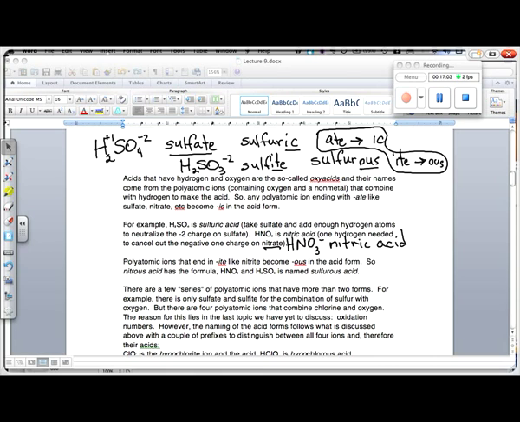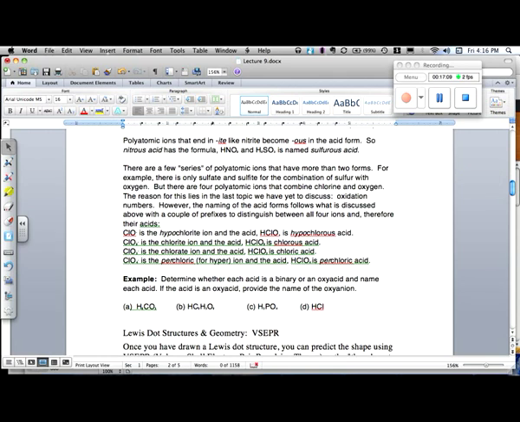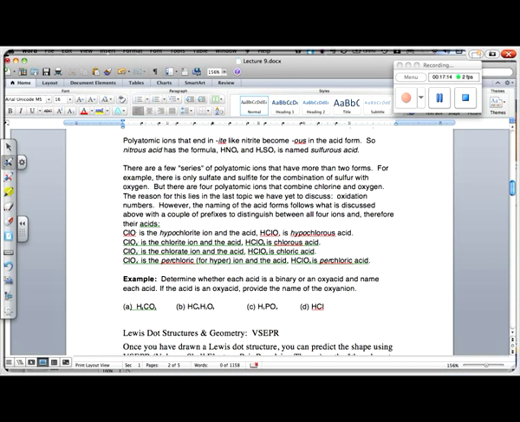There are a couple of series, especially with the halogens, where you have a halogen, oxygen, and hydrogen. It happens with bromine, it happens with chlorine, and iodine, where you have, instead of having 2 ions like nitrite and nitrate, which becomes nitrous and nitric acid, and so on, you actually have 4. Well, the same thing kind of applies. And the more oxygens you put on, the lower ones end in ite, and the higher ones, the ones with more oxygens, generally end in ate, the polyatomic ions.